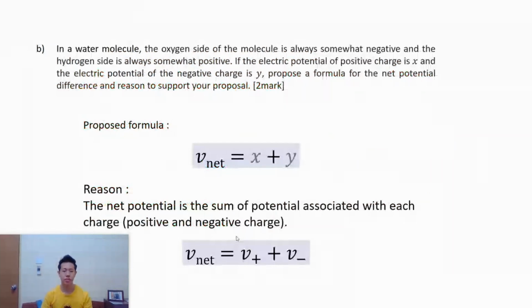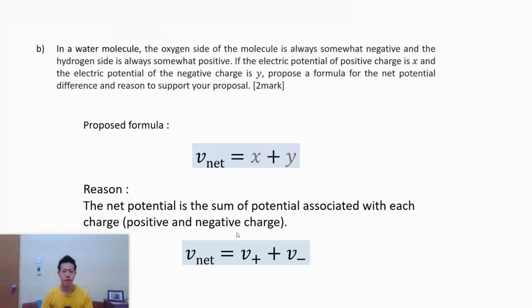For question B, in a water molecule, the oxygen side of the molecule is always somewhat negative and the hydrogen side is always somewhat positive. If the electric potential of the positive charge is X and the electric potential of the negative charge is Y, propose a formula for the net potential and give a reason to support your proposal.